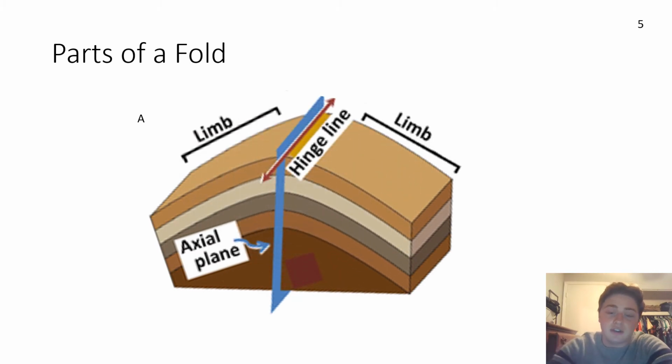So here you can see what a typical fold would look like with the correct labeling and measurements. In the middle, imagine it like this. This is the fold. The middle is the axial plane, and that is what separates the two halves of the fold, and it goes right down the middle as symmetrically as it can.